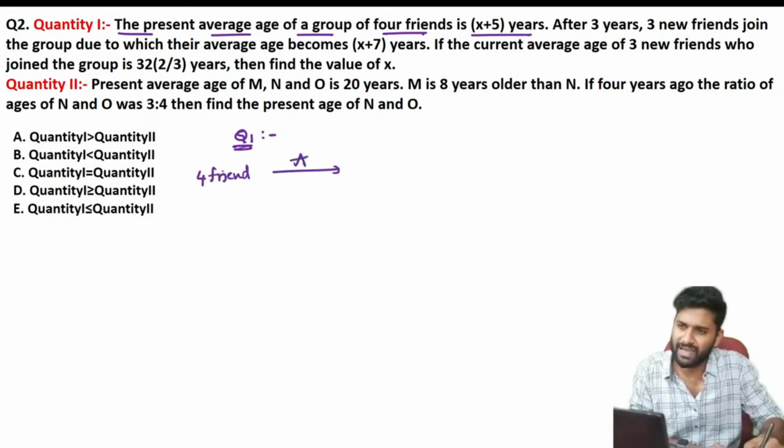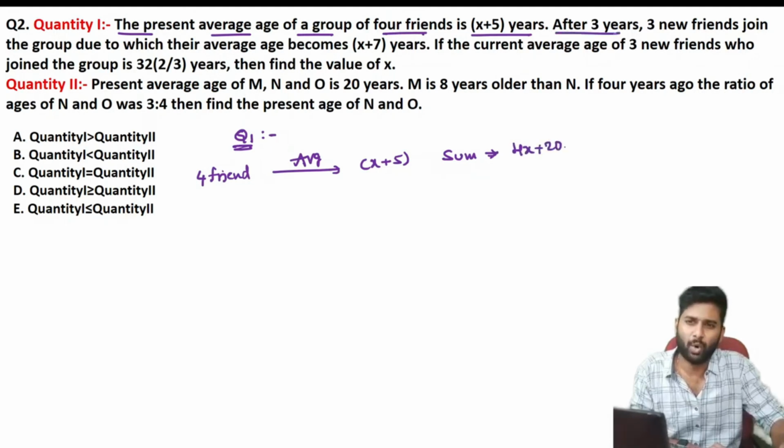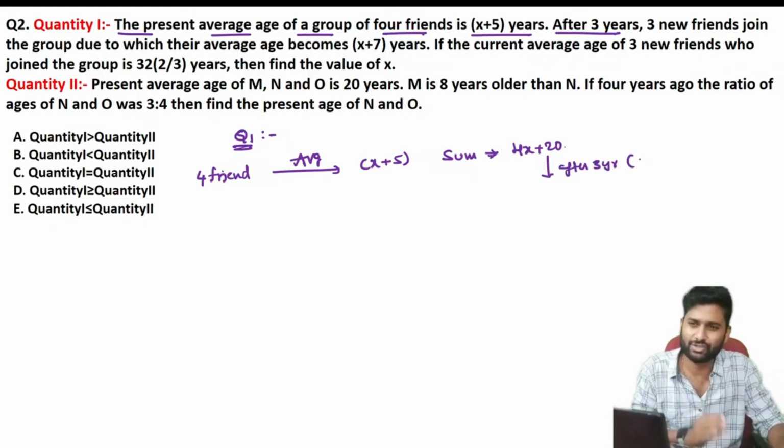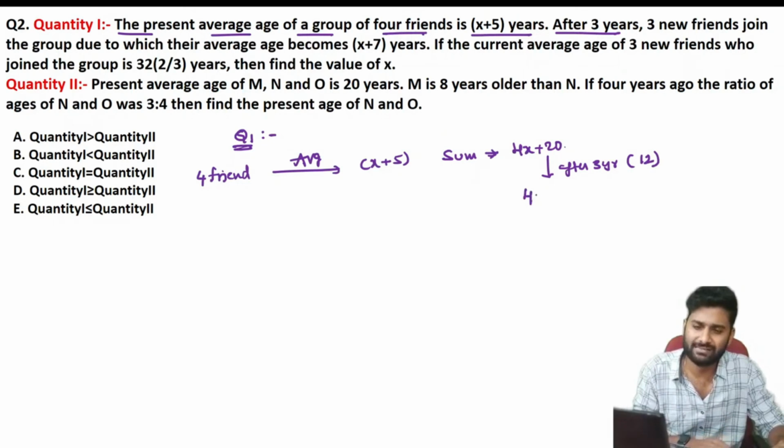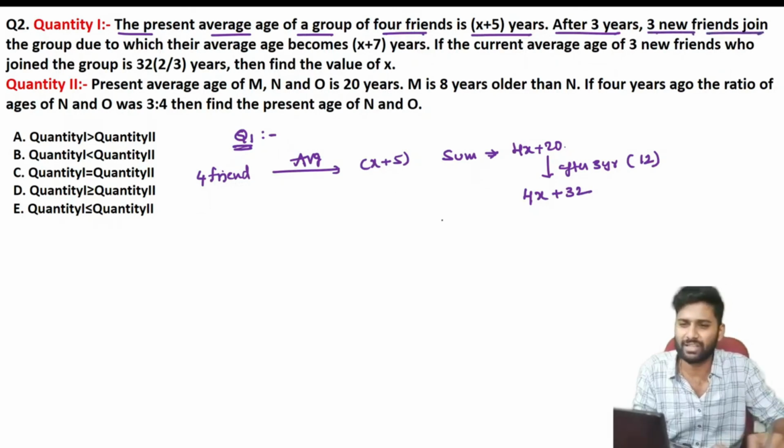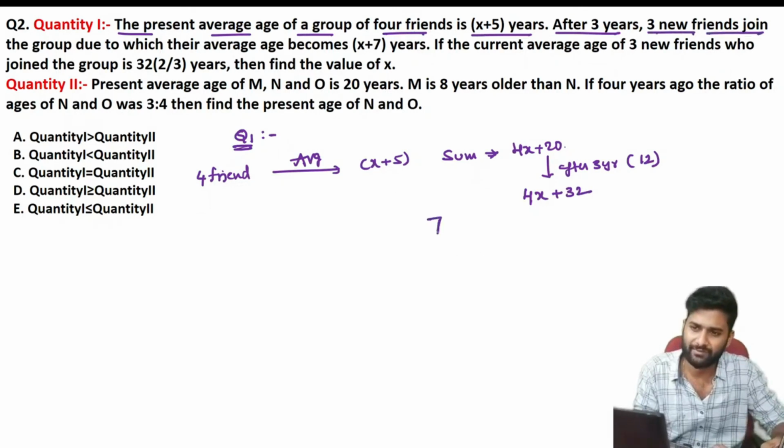See, they given the average as x plus 5. Now what about the sum? The sum value is exactly equal to 4x plus 20. Now after 3 years, guys, after 3 years means each and every person increases by 3 years, total 4 people, so the sum of those ages is added by 12. So now after 3 years, the sum of all those ages is exactly equal to 4x plus 32. And 3 new friends have joined the group. Now the total number of people is 7 friends.